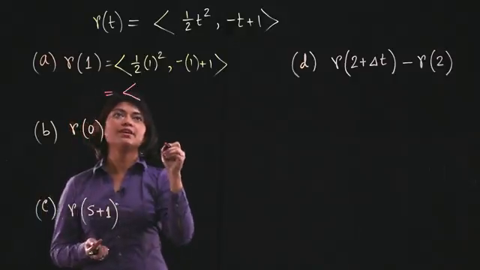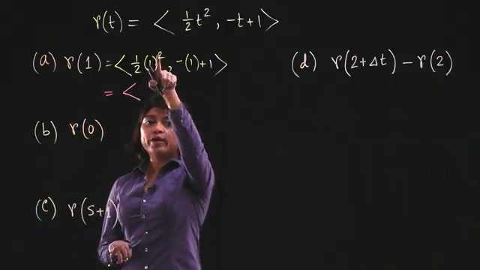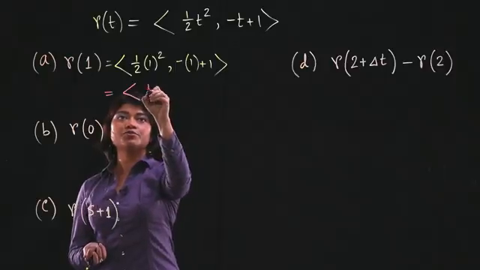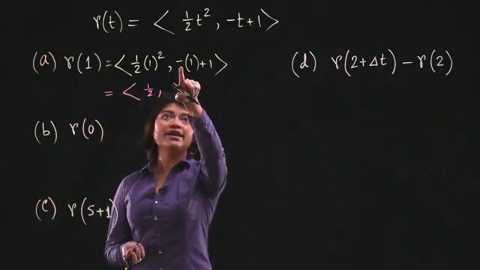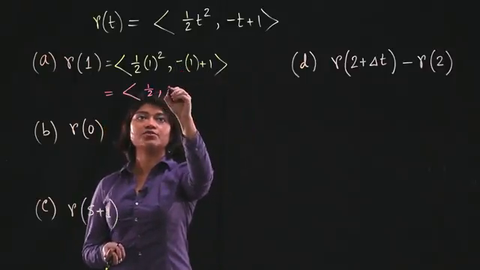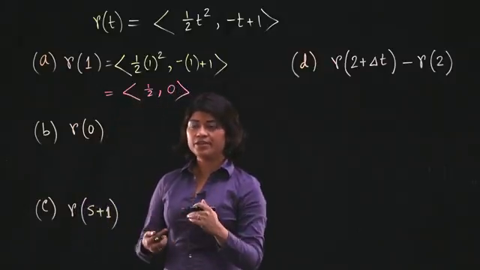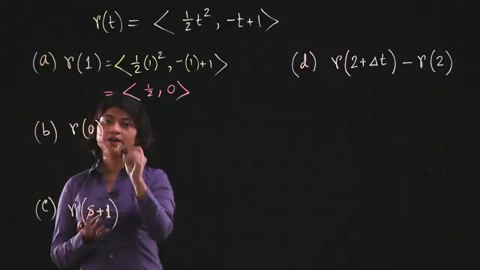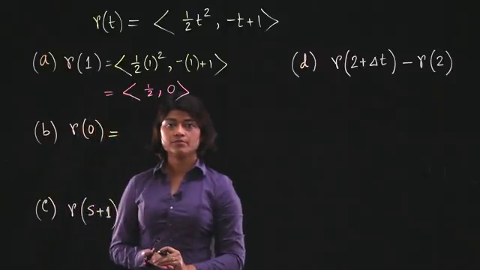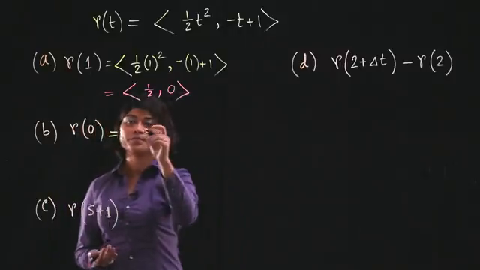So simplify, and we get 1 square is just 1 divided by 2. So this is 1/2. And negative 1 plus 1 is 0. So this is r of 1. And we continue. So next we have to find what is r of 0. So when t is equal to 0.